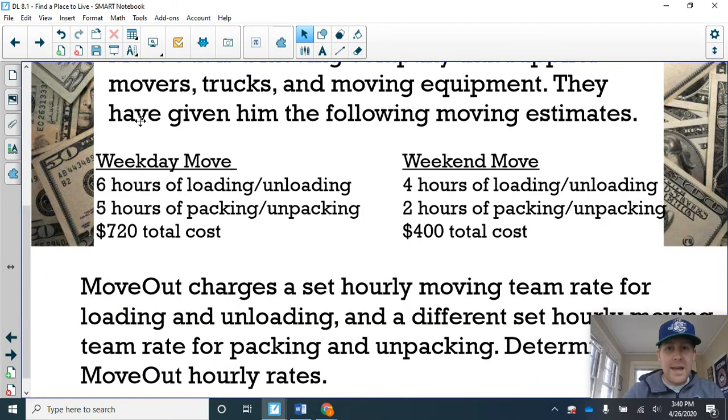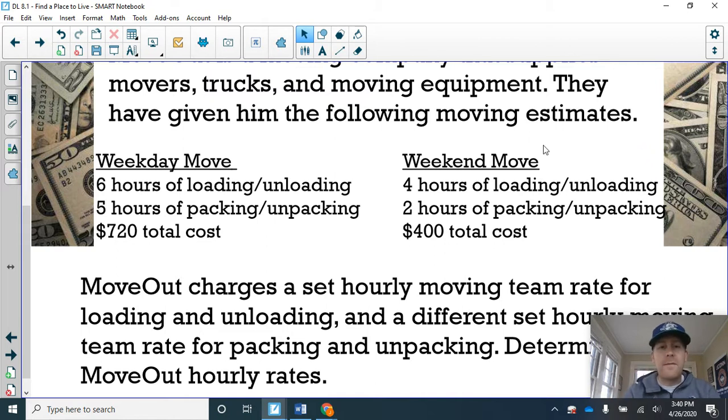So if he moves on a weekday, he gets 6 hours of loading and unloading, 5 hours of packing and unpacking, for a total cost of $720. But if he can move on the weekend, he gets 4 hours of loading and unloading, 2 hours of packing and unpacking for a cost of $400.